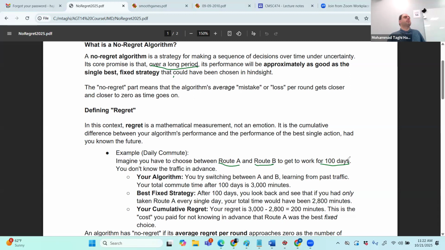You bought a house in this neighborhood recently, and you want to go from your home to your workplace. You don't know the traffic. What do you do? You try switching between A and B and learning from the past traffic.